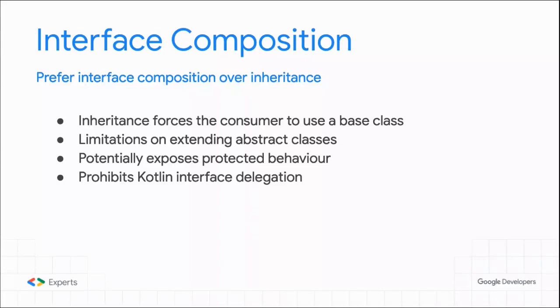So there's obviously not much room to maneuver here. And then you have to use clever things like delegates, and it's a bit of a shame. Obviously, there's limitations on extending abstract classes. You can only extend once, and that's an issue. And it can potentially expose protected behavior. So if you really want to fully abstract your behavior away from the interface, you'll have to use an interface because you need to move the implementation somewhere else. And you cannot yet use interface delegation with abstract classes. So that's a really good reason to use interfaces here.